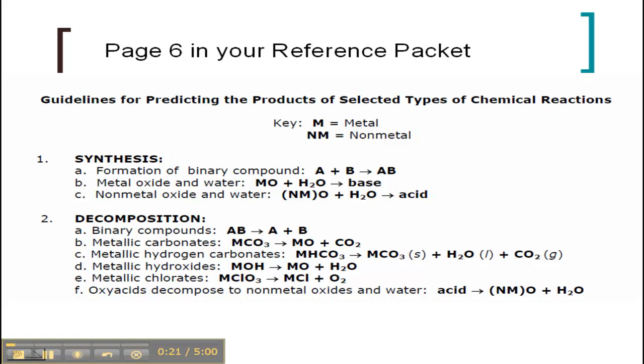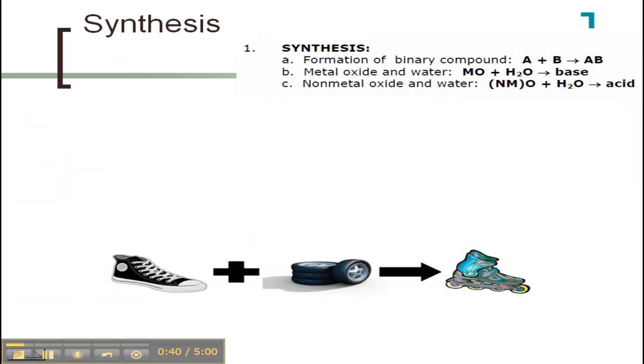I just want to point out a couple of things right here. Where you see M, that means it's a metal. So anything to the left of the stair-step line, remember, is a metal. NM means non-metal, so it could be any non-metal, those things to the right of the stair-step line. And then we'll talk about these different types as we go through. So synthesis is first. Synthesis means you take 2 things and combine them into one thing, or more than 2 things. Doesn't matter as long as there is one product.